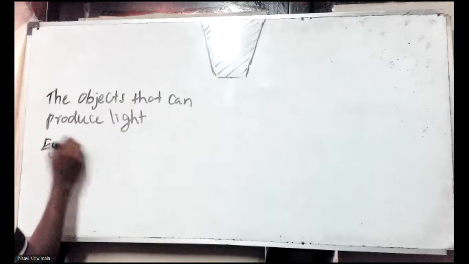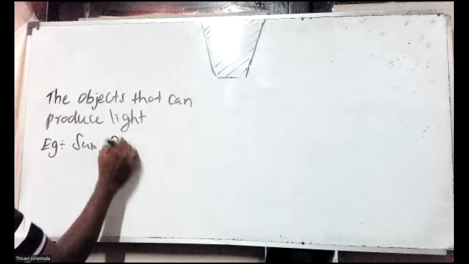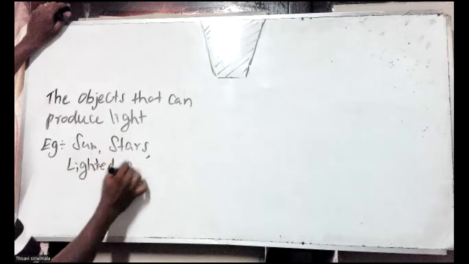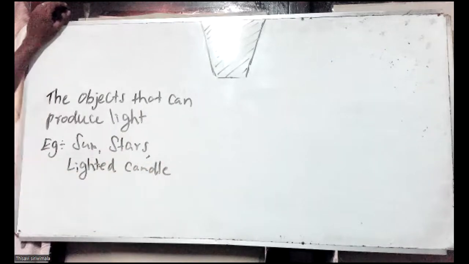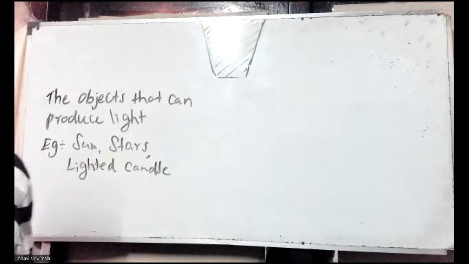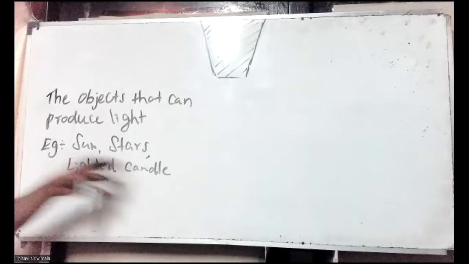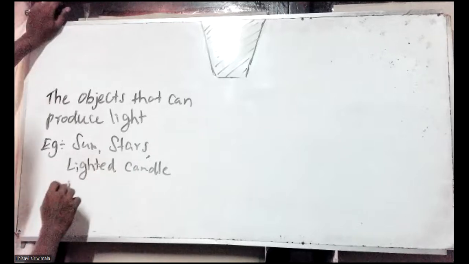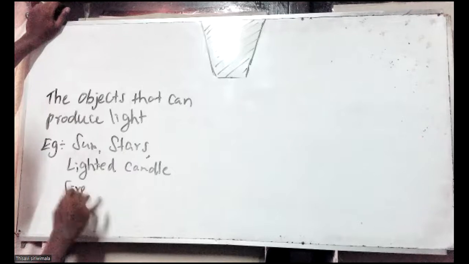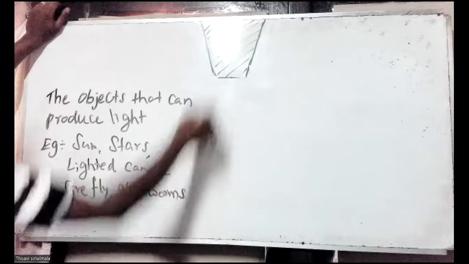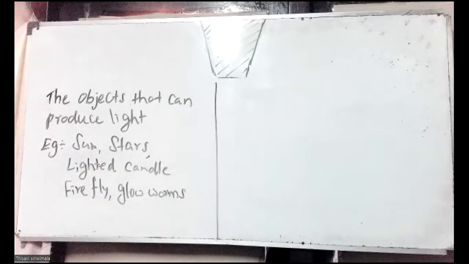Examples: sun, stars, lighted candle. Just don't write candle. It is a luminous object when it is lighted. Up to that time, it is not a luminous object. So lighted candle, lighted bulb, glowing bulb. Those are the examples. Then again, firefly, glowworms. So they are coming under luminous objects. You can write them.